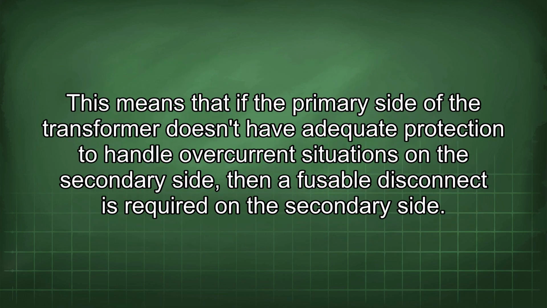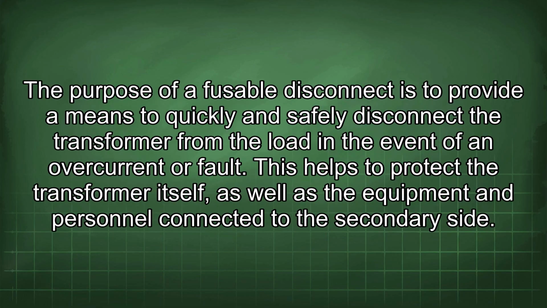This means that if the primary side of the transformer doesn't have adequate protection to handle overcurrent situations on the secondary side, then a fusible disconnect is required on the secondary side. The purpose of a fusible disconnect is to provide a means to quickly and safely disconnect the transformer from the load in the event of an overcurrent or fault. This helps to protect the transformer itself, as well as the equipment and personnel connected to the secondary side.